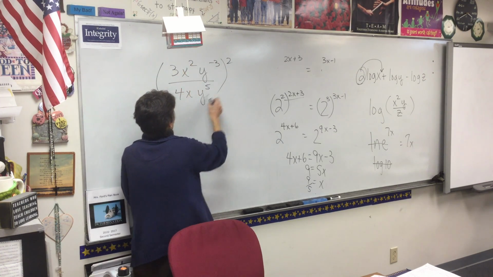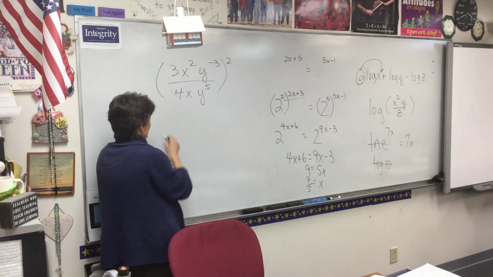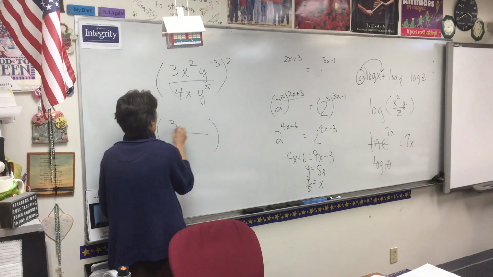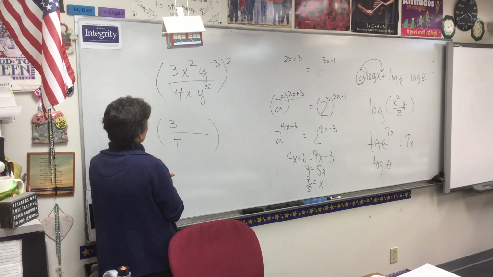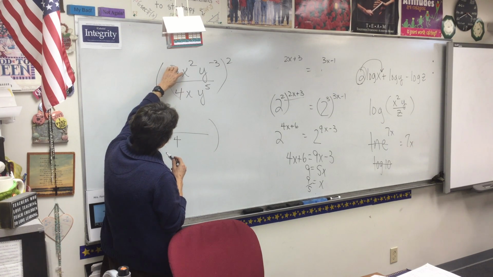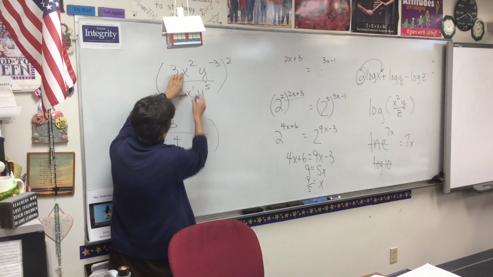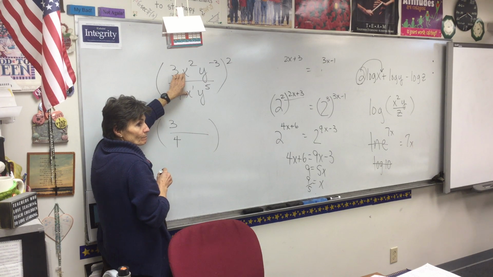I like to simplify what's in here first. So she says, all right, look, the 3 and the 4, nothing cancels, it's done. What about the x's, Ava? I have an x squared over an x to the first. What's going to happen there?